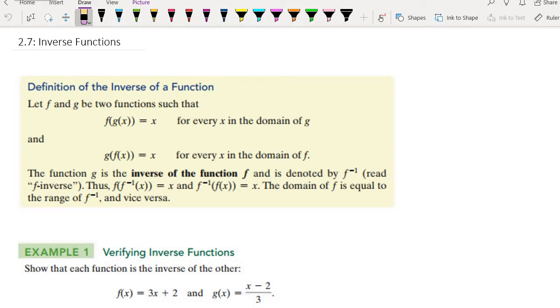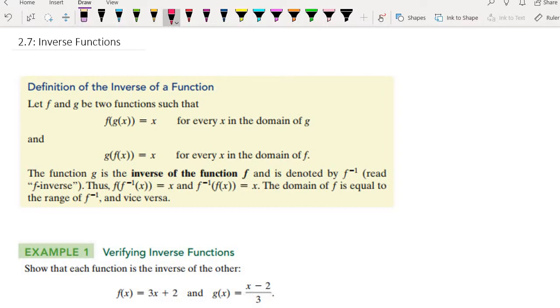Hello guys, today we're going to study 2.7 inverse functions. Before we start, we're going to look at the definition of the inverse of a function. You can pause this video and look at the whole definition. I'm just going to highlight a couple parts, okay?